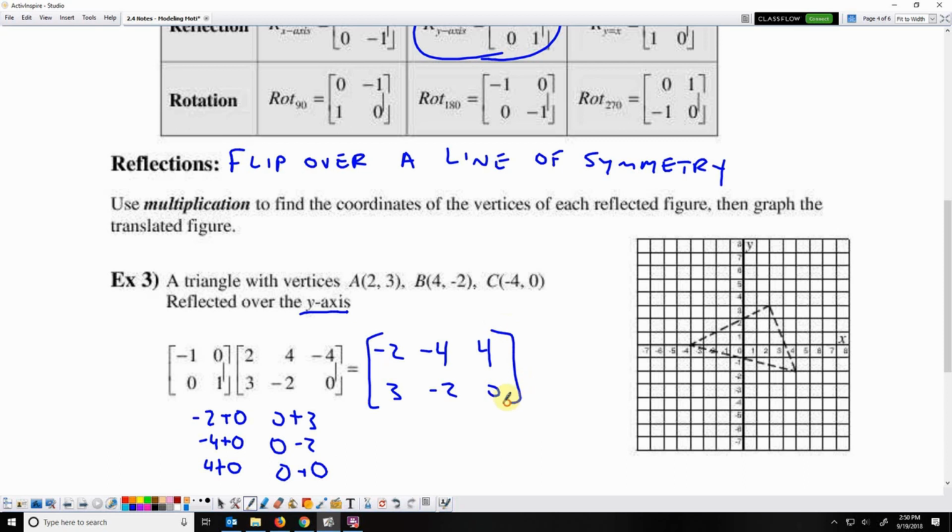So those are our new coordinates. Negative 2, 3. Negative 4, negative 2. And 4, 0. So there it is reflected over the y-axis. So the y-axis is our line of symmetry.